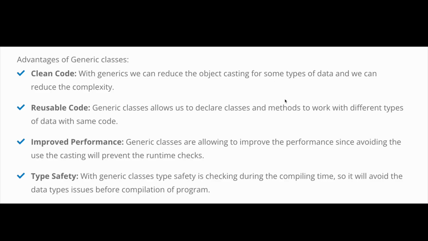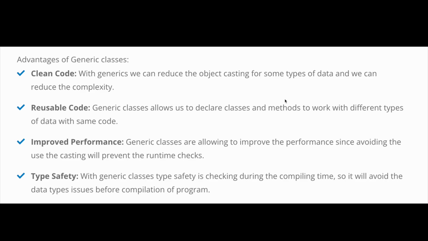Now let's talk about some advantages of generic classes. The first one is for sure clean code. With generics, we can reduce the object casting, and this can reduce the complexity of the code. The second one is reusability. Generic classes allow us to use the same code with different types of data.